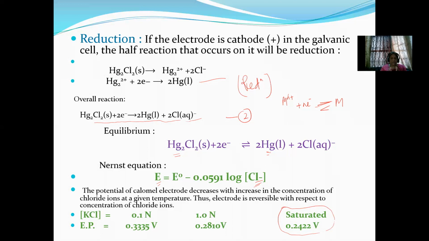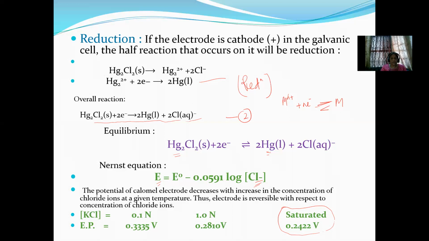Now a saturated solution we can prepare by dissolving potassium chloride in a minimum amount of water. Water is the solvent here, and when some potassium chloride remains undissolved in that solution, that is called the saturated solution. Preparation of a saturated solution is easy as compared to standard solutions like normal solution or decinormal solution, and therefore the most widely used calomel electrode uses the saturated potassium chloride solution, and its voltage is 0.2422 volt.